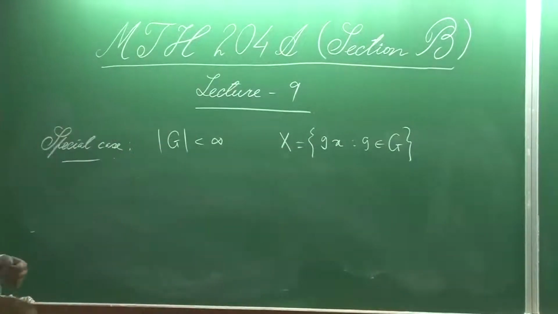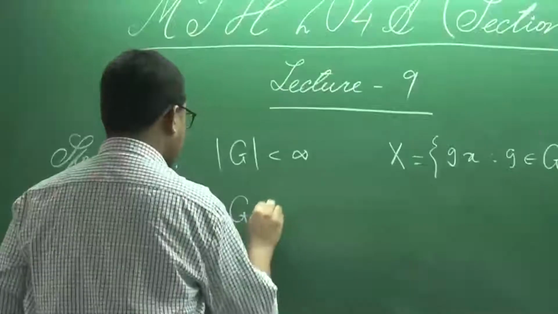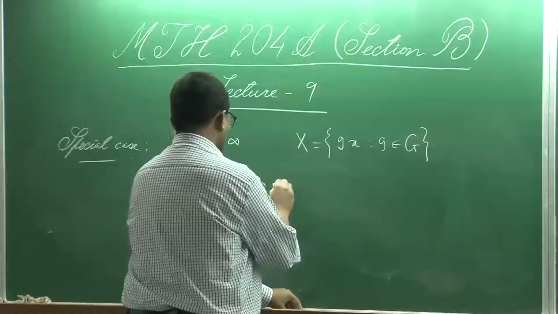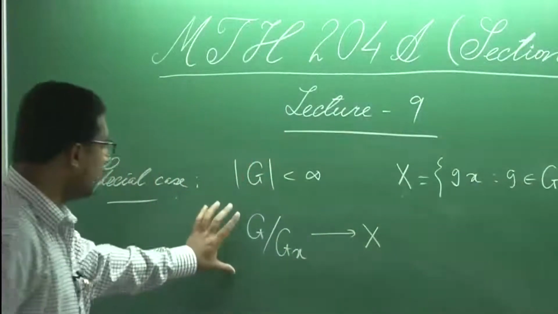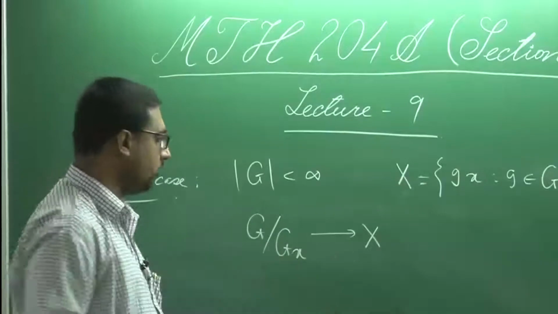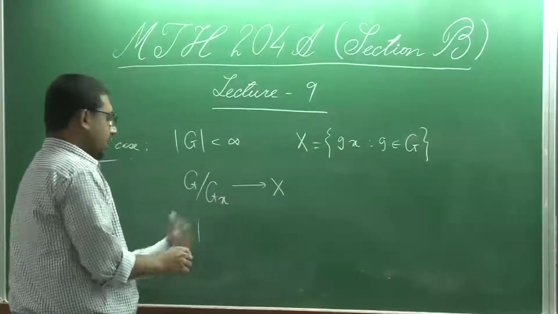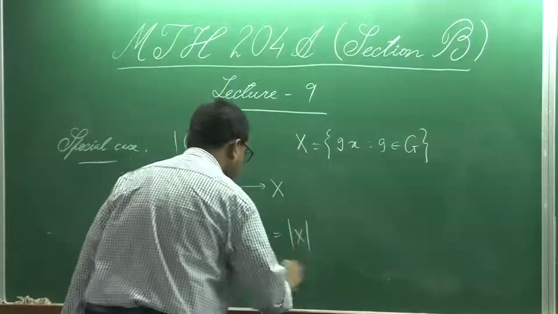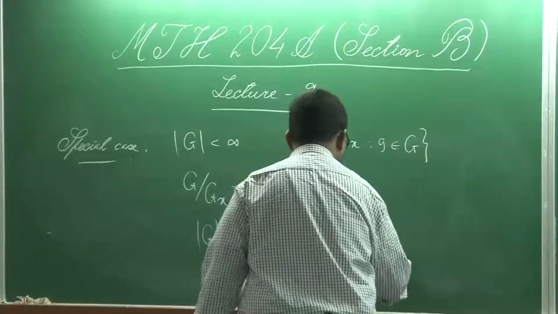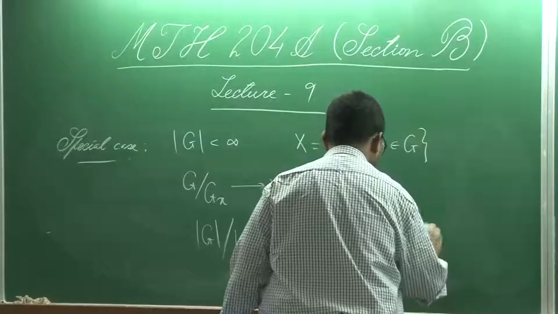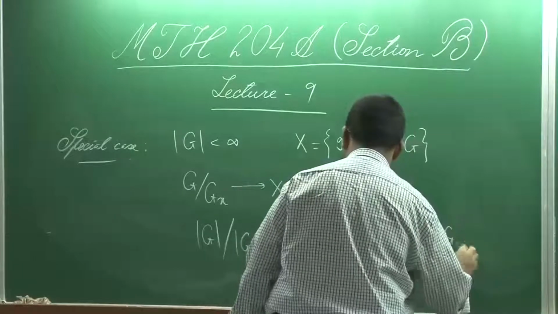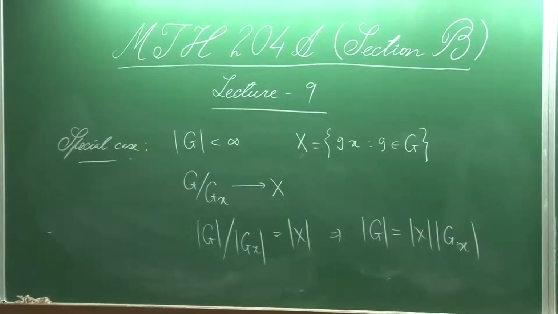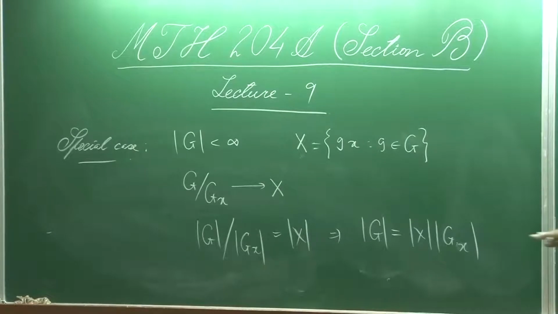When X is an irreducible G space, if G is finite, then between these two sets we do have a bijective mapping. Therefore, when G is finite, this is also finite, this is also finite. So their orders must be the same, and here the order is exactly the index of the subgroup, which implies that... So whenever we are given an irreducible action, this is what we obtain.